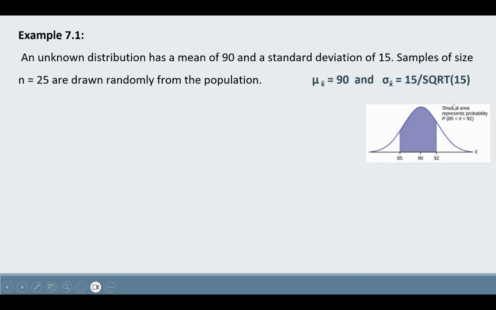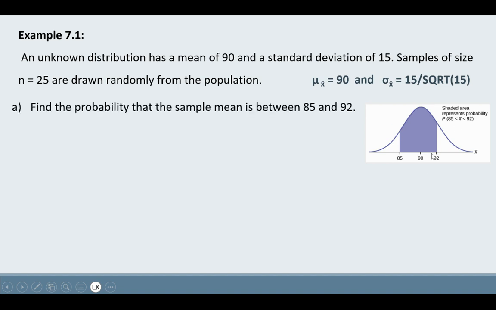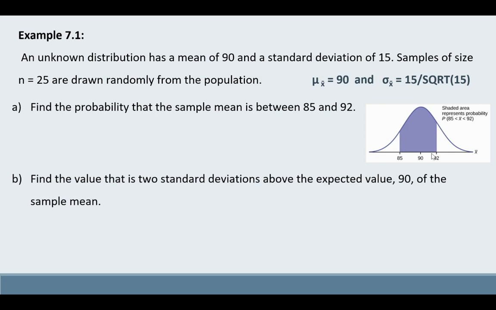So here's a picture. We're going to calculate this in-between probability, and then we're going to find the value that is 2 standard deviations above the expected value 90 of the sample mean. Take a minute. I'm going to pause the video if you want and see if you can calculate the probability that the sample mean is between 85 and 92. You're looking for this shaded area here. We just did an in-between problem, so hopefully that is not too challenging for you. But maybe pause the video and try it yourself, and then come back and check the answer.